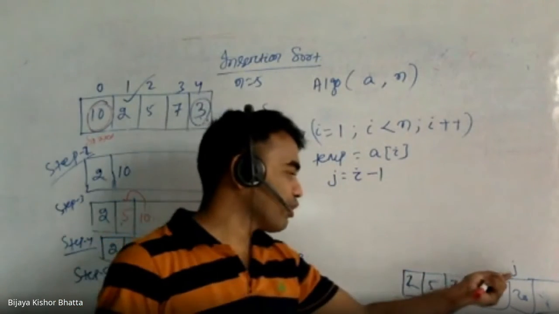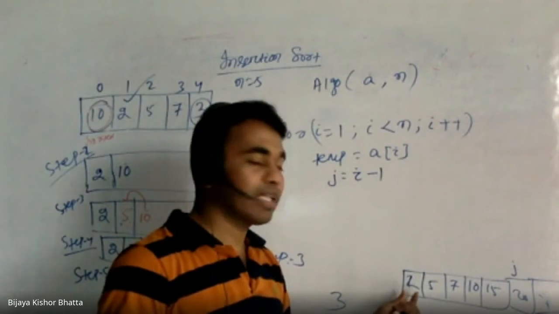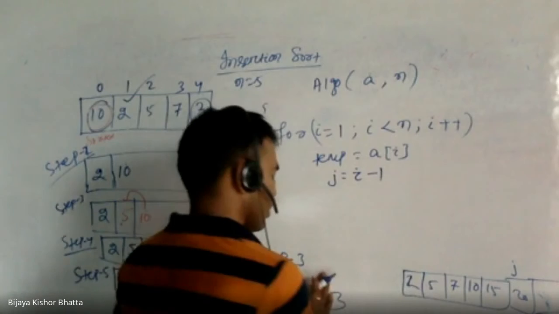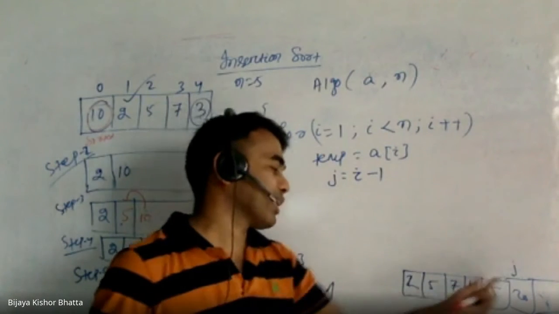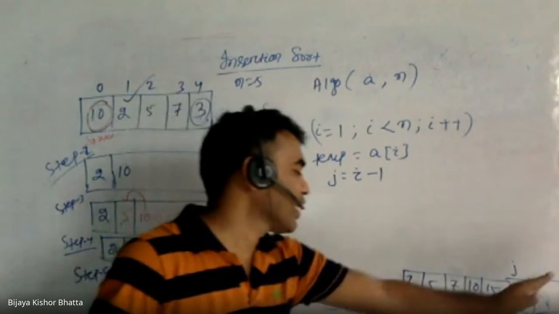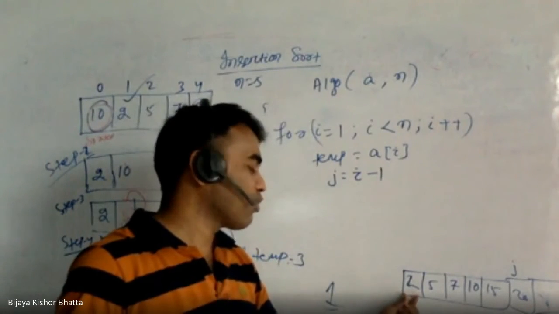So j will keep on going, because in the worst case the 0th index is going to be the last. Suppose I'm inserting 1. Where will j stop? 1 will be inserted here only, so every element will be shifted, and 1 will be inserted here.